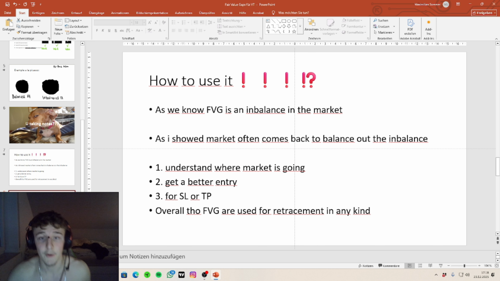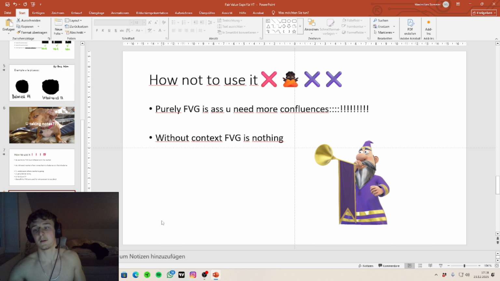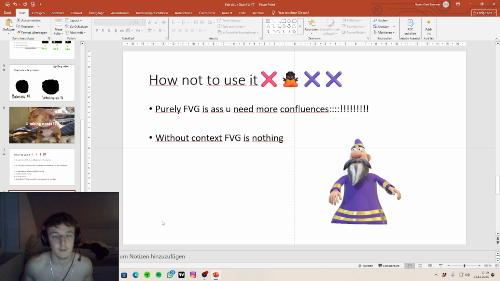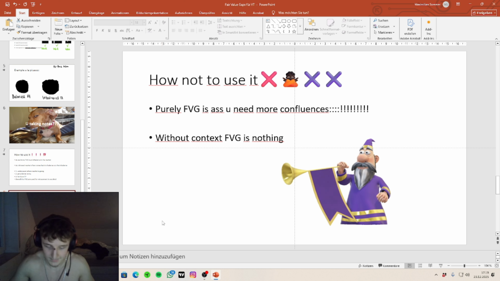So, how not to use a fair value gap? Purely fair value gap is bad. You need more confluences. Fair value gap without context is nothing.